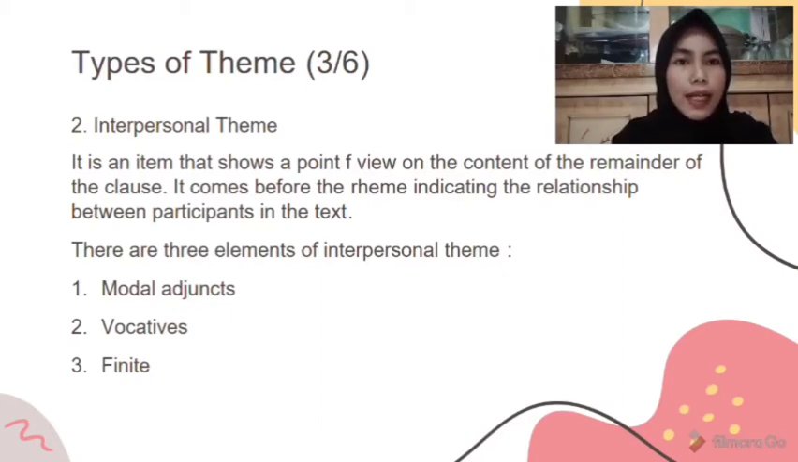And the last is finite or WH questions. For example, Mary, didn't we decide to wait until next week? Mary is vocatives, and then didn't is finite, and then we is topical theme, and then decided to wait until next week is Rheme.